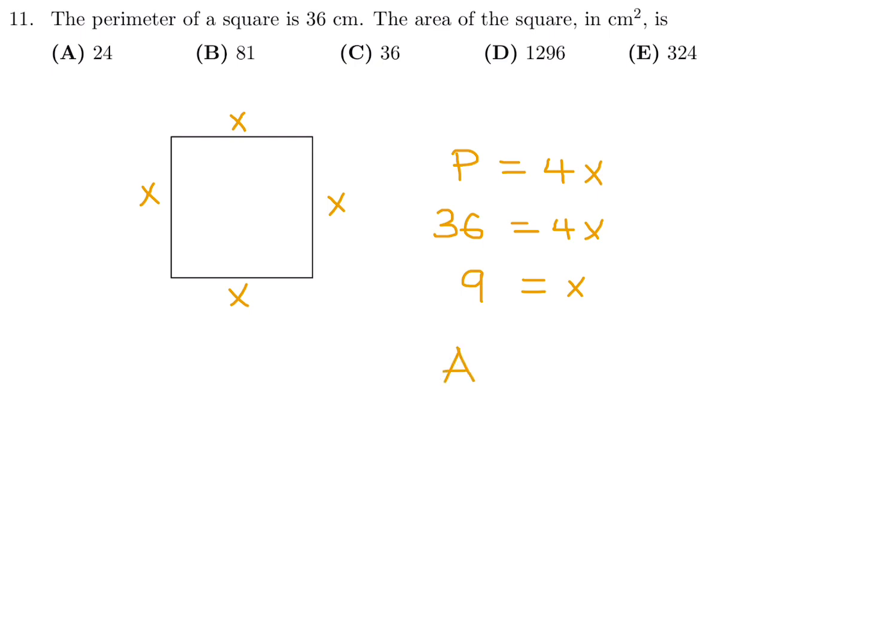Now the area of the square is x squared. So since x is 9, it would be 9 squared, and that is 81. So number 11, the answer is B.